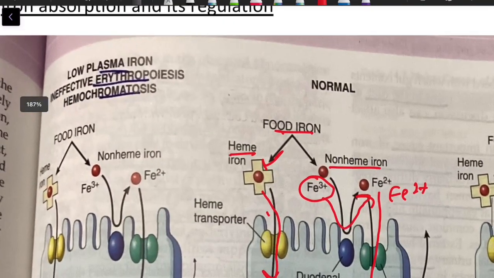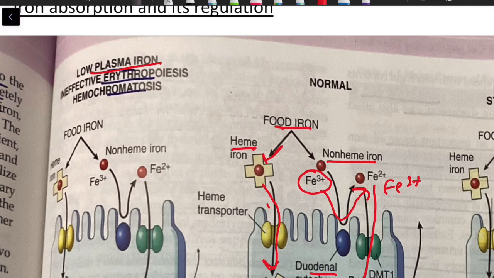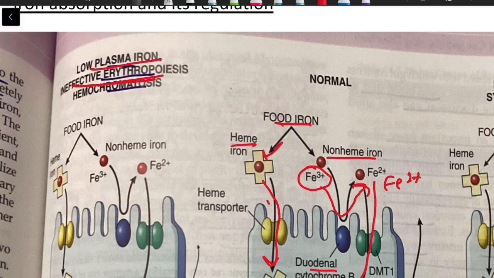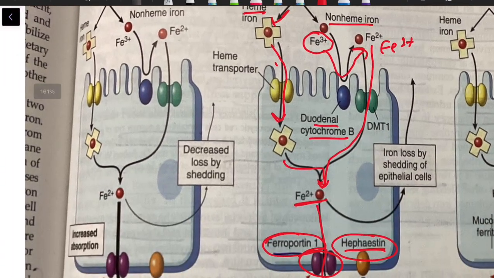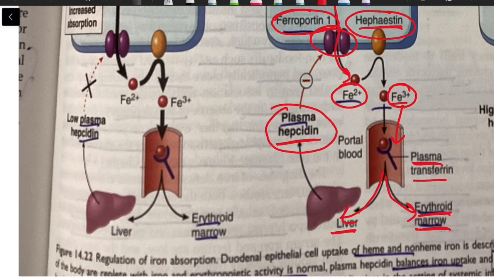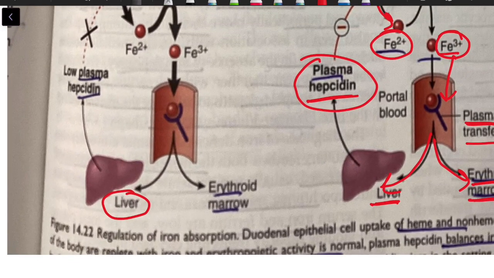Now in a person who has low plasma iron, or the iron stores are less, or there is ineffective erythropoiesis, and due to this ineffective erythropoiesis there is increased demand of iron, or in situations of hemochromatosis, what happens is, as you know, the total plasma iron is less, then this is sensed by the liver, and in response to that it releases less hepcidin, because the plasma stores of iron are less.